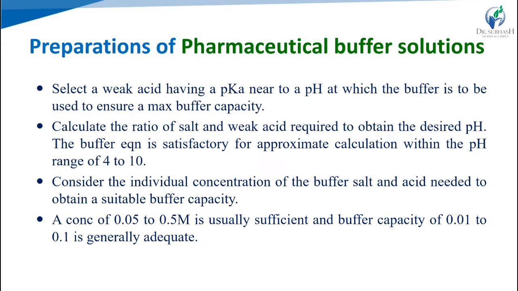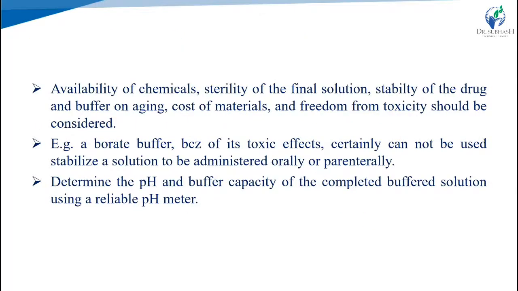Then calculate the ratio of the salt and the weak acid required to obtain our desired pH. So the buffer equation is what we have to use for calculating that part. Consider the individual concentrations of buffer salt and acid needed to obtain suitable buffer capacity. Concentrations of 0.05 to 0.5 molar are usually sufficient, and for buffer capacity, the range from 0.01 to 0.1 is generally adequate.